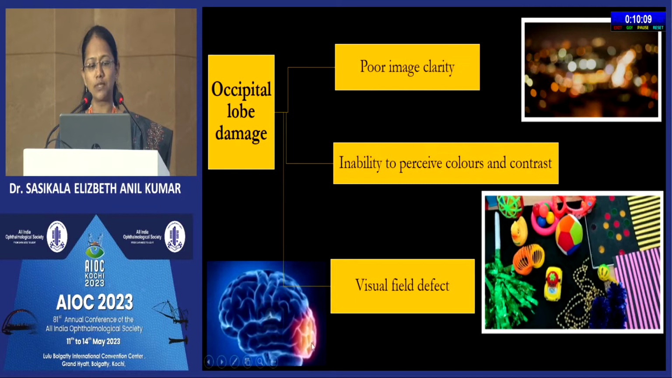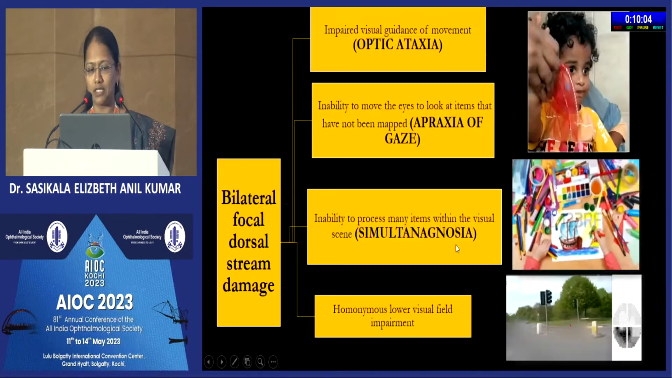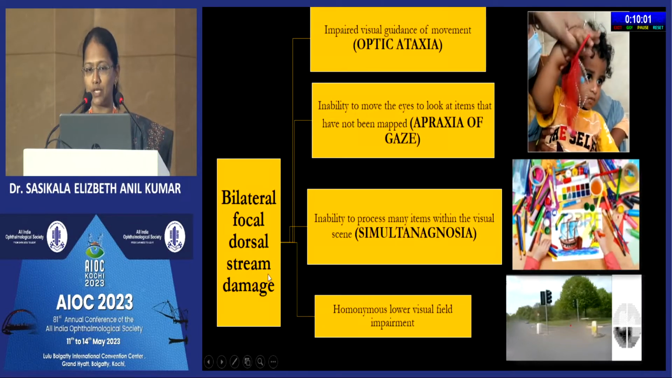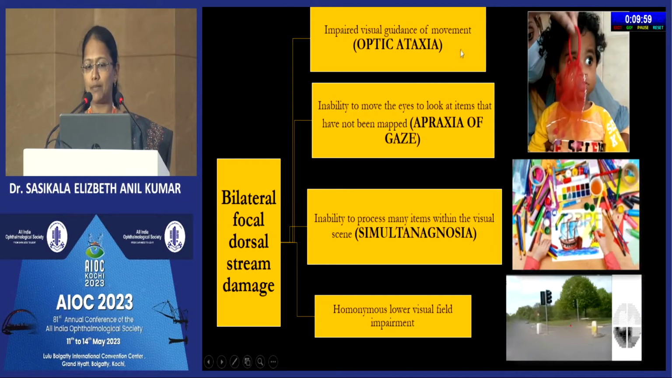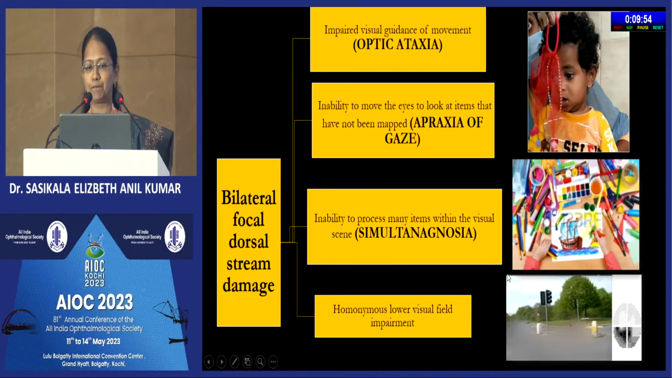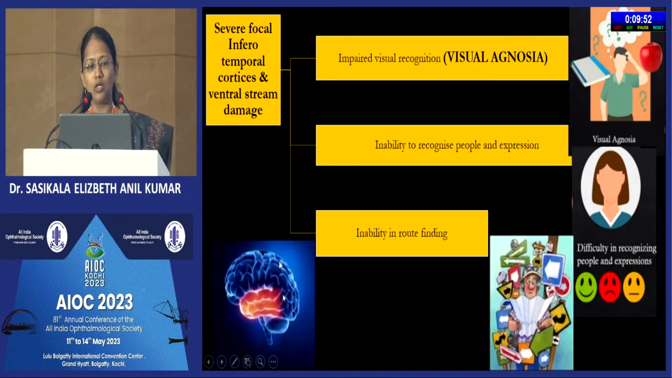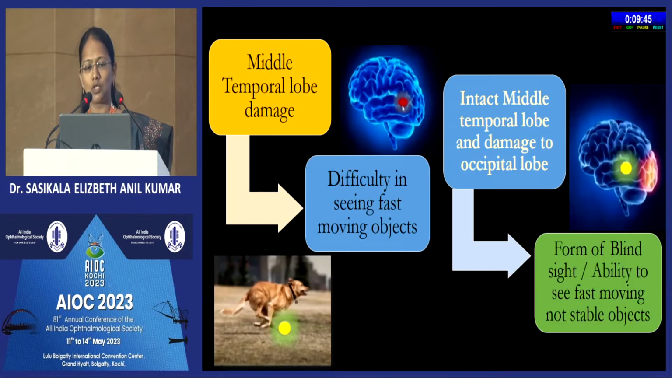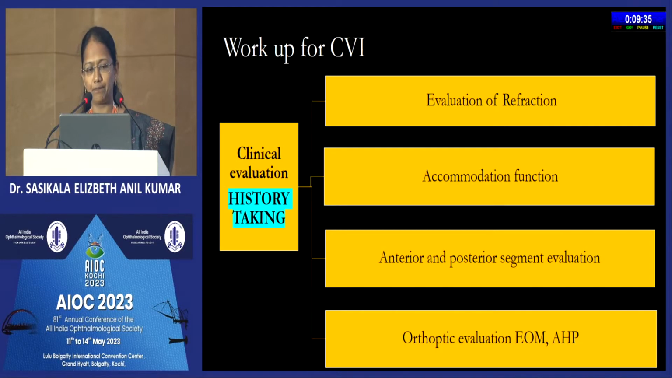If there is an occipital lobe injury, it results in poor vision, and color and the fields are affected. Dorsal stream damage leads to optic ataxia, apraxia of gaze, simultanagnosia, and lower visual field defects. Damage to the temporal lobe and the ventral stream leads to visual agnosia and difficulty in recognizing people and routes. Middle temporal lobe damage results in difficulty in seeing fast moving objects, and an intact middle temporal lobe with occipital lobe damage results in blindsight.